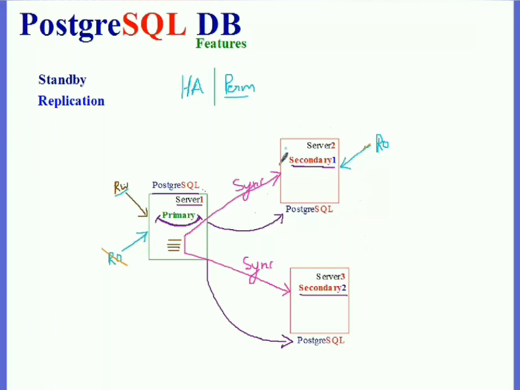But assume that we are using primary and secondary, fine. But there comes a requirement where we want additional resources. So then we can go for adding one more secondary, and we can use that for read only purpose. But what is happening?